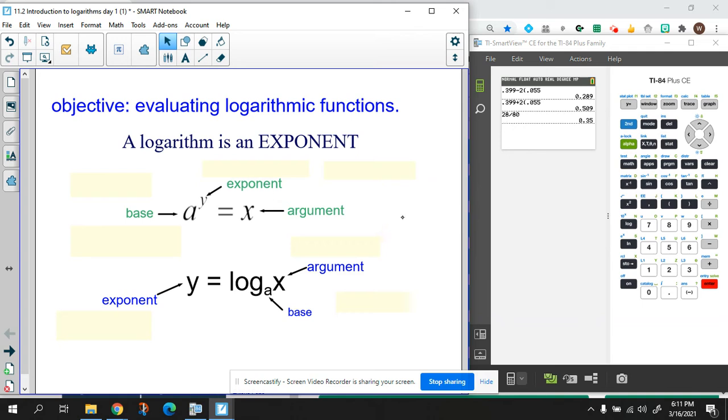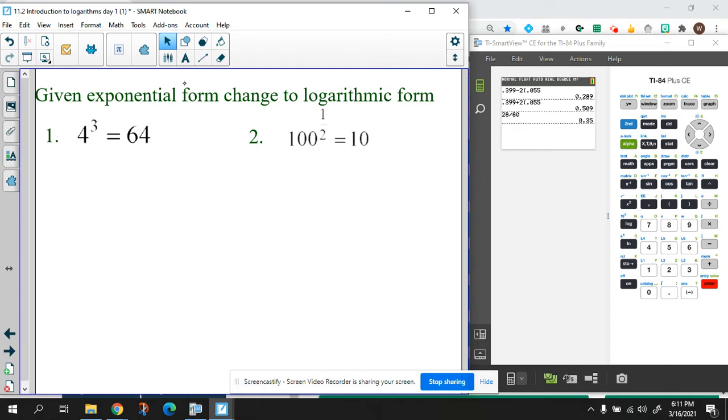Please pause the video and write down what each piece is called when it's in exponential form and what each piece is called when it's in logarithm form. Our first thing that we're going to practice is changing from exponent form into logarithm form. So you can start by memorizing, and then as we venture into logarithm properties, it'll start to make more and more sense. Here, the base was 4, so when I rewrite it in logarithmic form, log base 4.